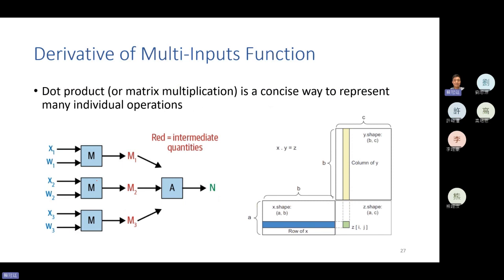Okay, so finally, we consider the vector derivative of multi-input functions. So it's a dot product. It's a concise way to represent the many individual operations. As you know, matrix multiplication can be considered as a lot of dot products, right? So for multi-input, like a vector, we can use the dot product as a concise way to calculate the result.